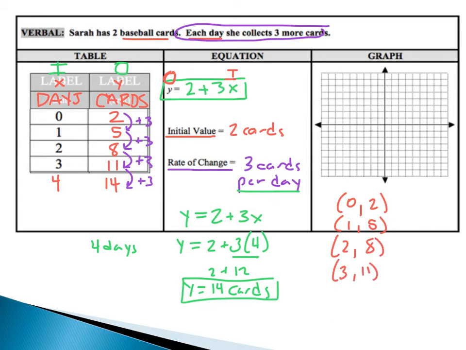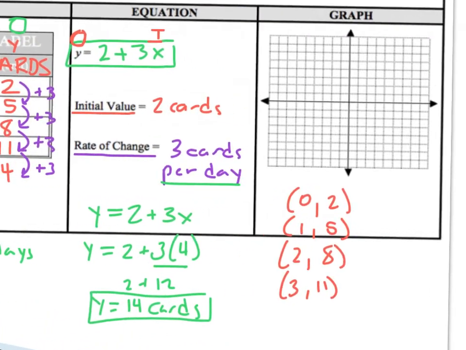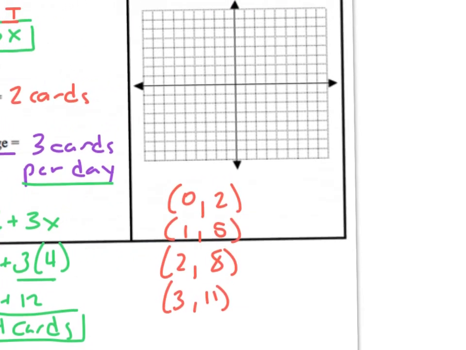And what I can do now is plot these points. So on the graph, let me zoom in here for a second. I can plot these points. First one, 0, 2. It means I start at 0, I go up 2. That point would be right there. Next one, I have 1, 5. So I go right 1, up 5. It's going to take me to right here.